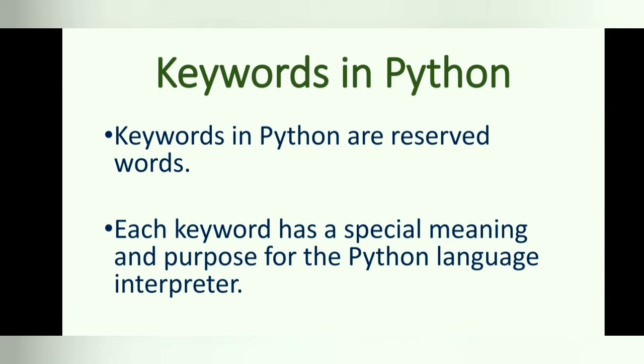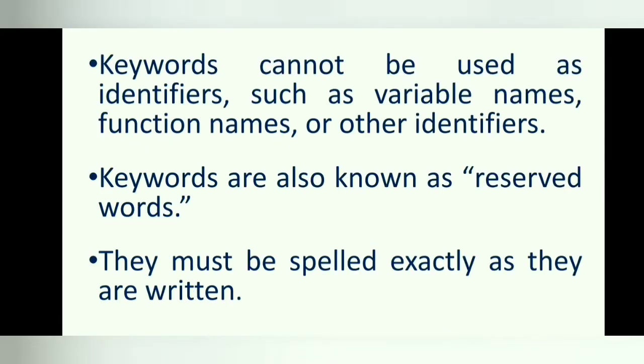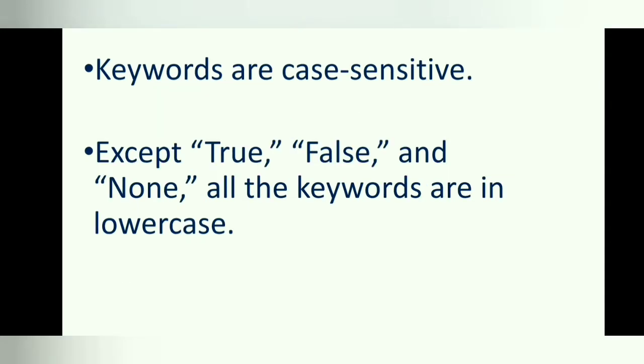Keywords in Python are reserved words. Each keyword has a special meaning and purpose for the Python language interpreter. Keywords cannot be used as identifiers such as variable names, function names, or other identifiers. Keywords are also known as reserved words. They must be spelled exactly as they are written. Keywords are case sensitive. Except True, False, and None, all the keywords are in lower case.